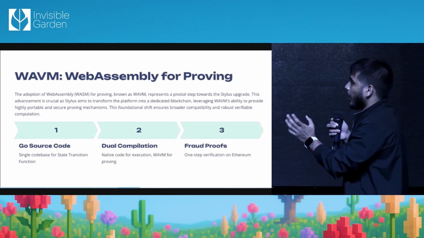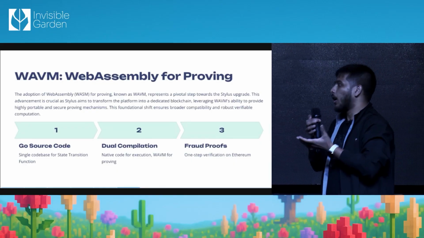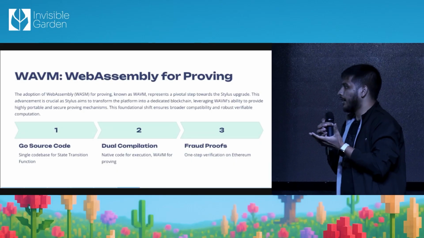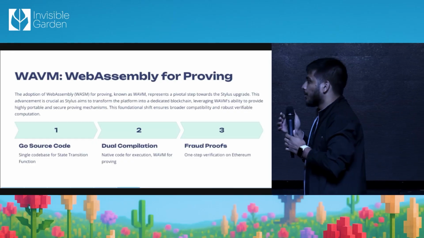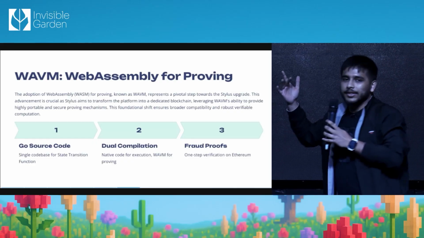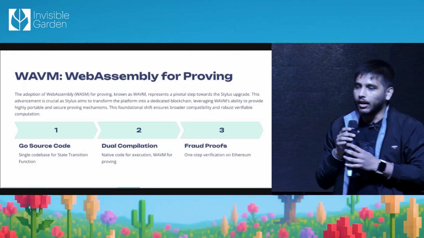So now I'll explain how WASM comes into play, and then how we move to Stylus and start building for Rust contracts. So the state transition function that I explained. Now, how WASM works.